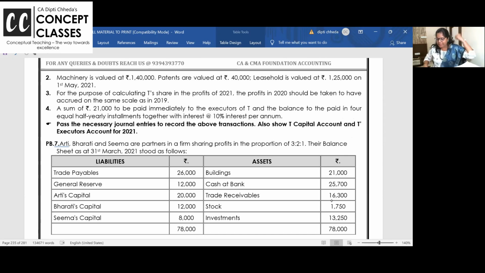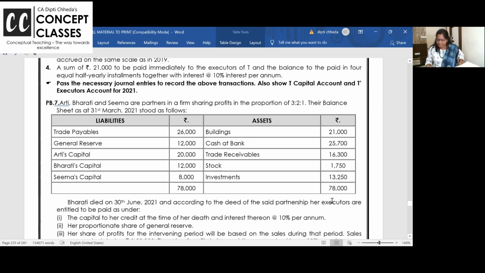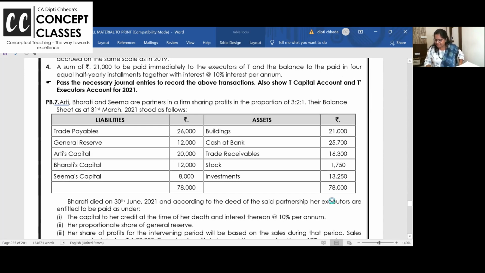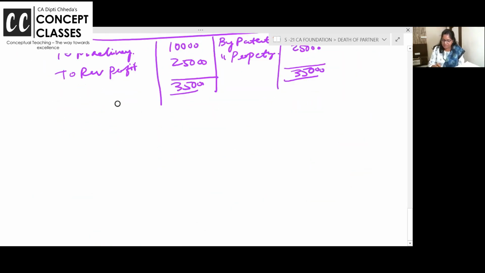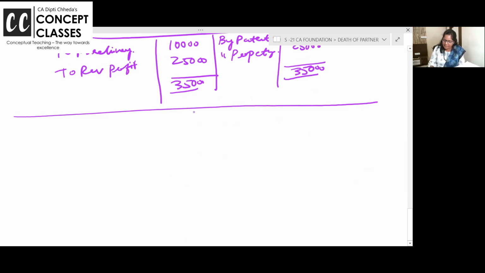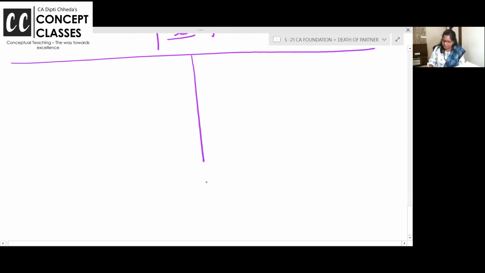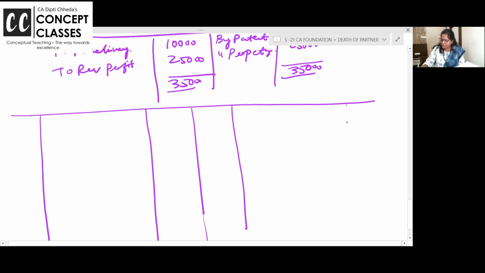Clear है या नहीं? 21,000 so you pay him immediately. Remaining you pay him in 4 equal installments. So now 6 months installment you'll have to calculate, but there's some nice concept and calculation here. Chalo, साथ में करते हैं. Let us do it together. We'll make T's executors account this time with date. Date के साथ बनाओ, बड़ा ledger बनाओ. Date, particulars, amount.